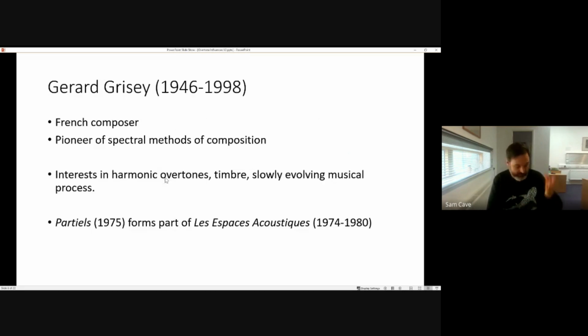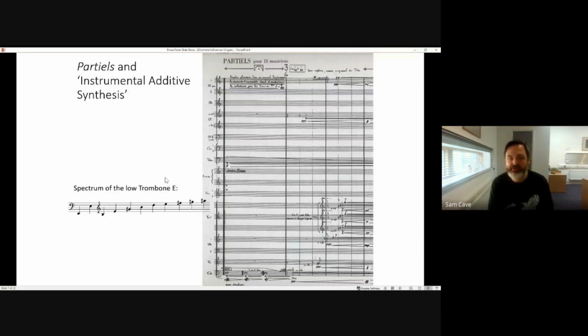Gérard Grisey was a leading light of spectralism. I'm sure everybody knows lots about Grisey. And I'm going to show you his use of these analytic techniques in a piece, Partiels, which is from his really large cycle of works, L'Espace Acoustique. This is a classic approach to spectral resources, which has come to be termed instrumental additive synthesis.